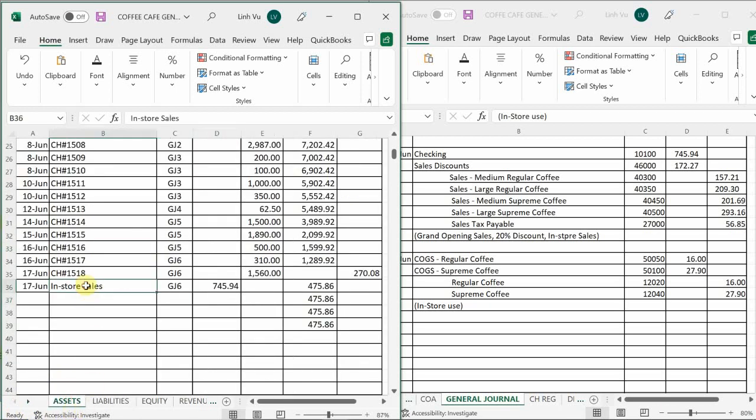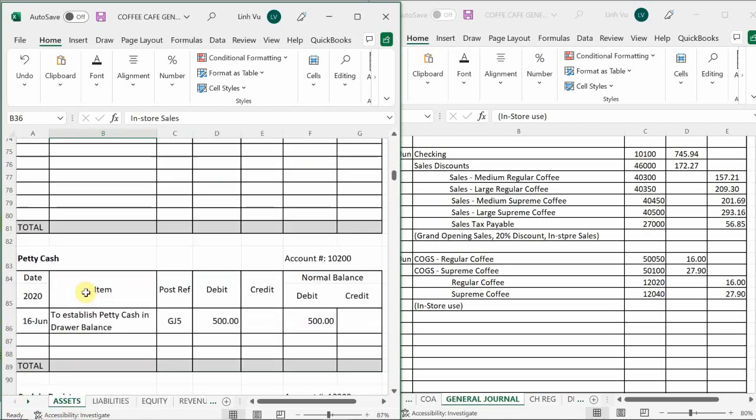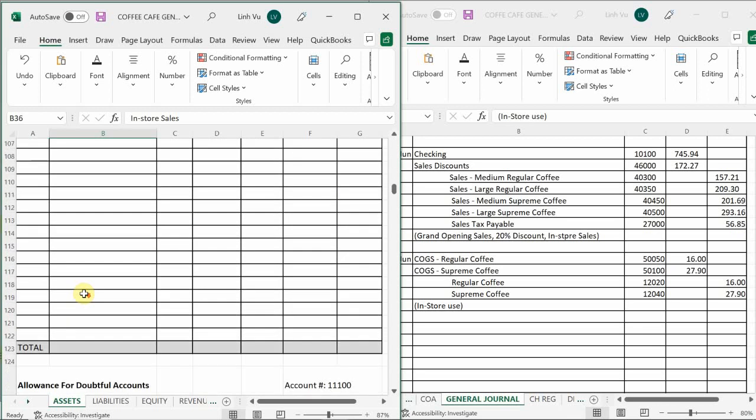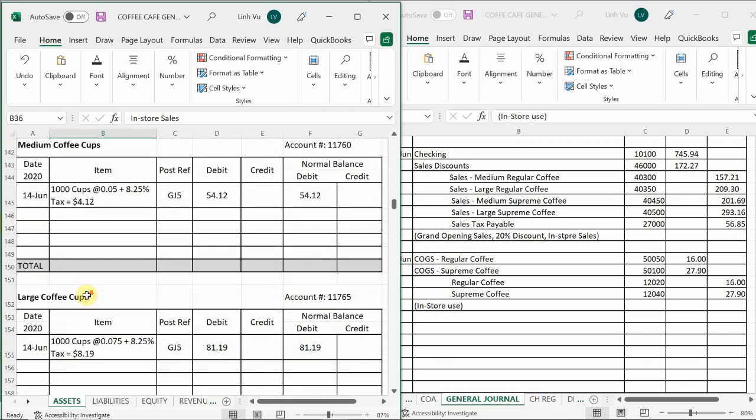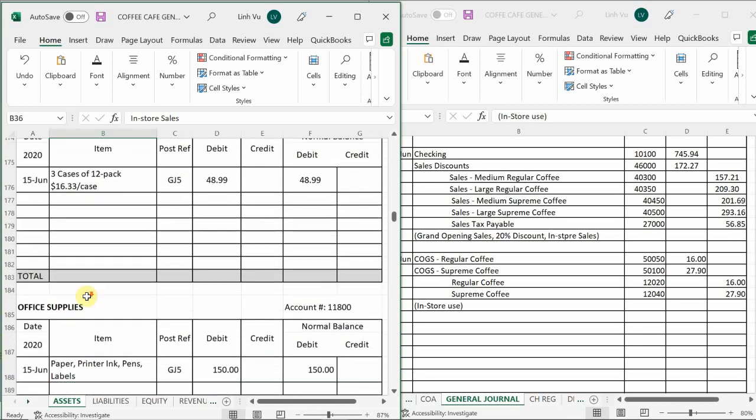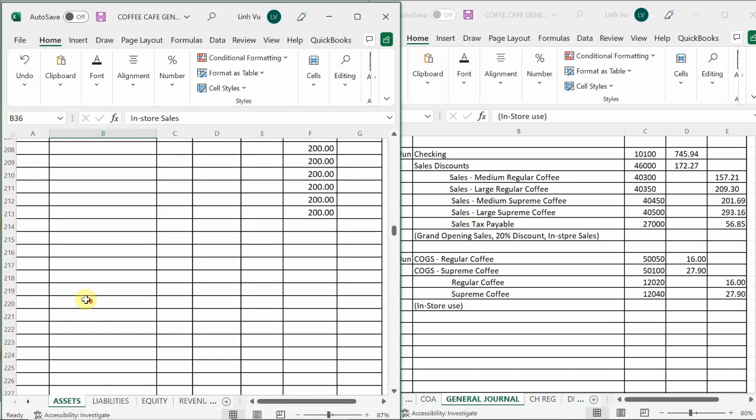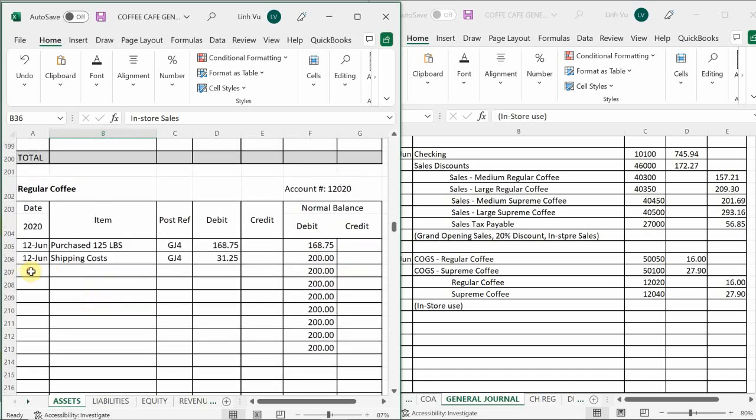I now need to update my inventory. So this is where you get to see the fun part here, right? Here's my regular coffee. First thing I did on the 12th was purchase 125 pounds. Here, I also recorded that I had shipping cost. Now I'm going to record that I end up using 10 pounds of my regular coffee.